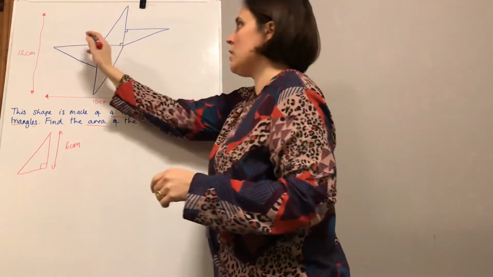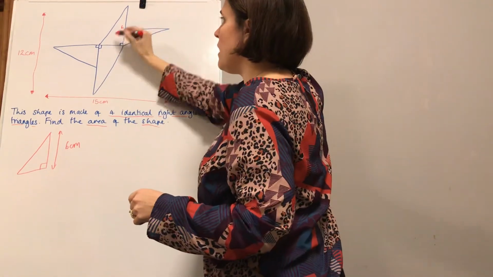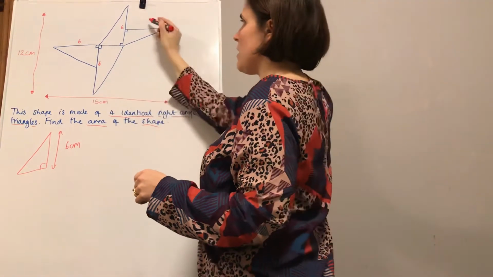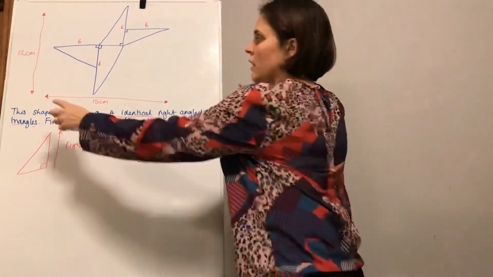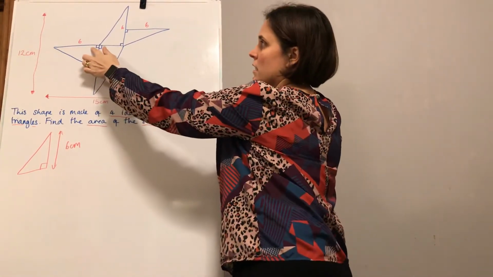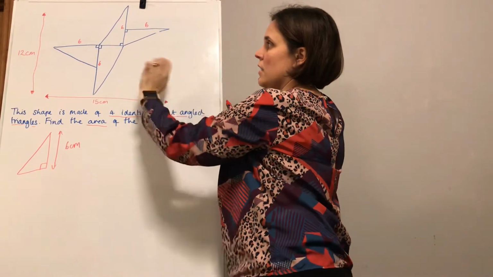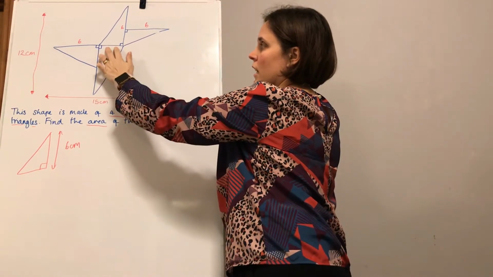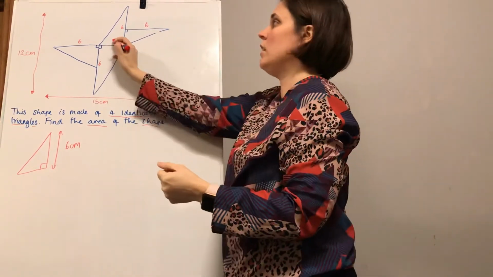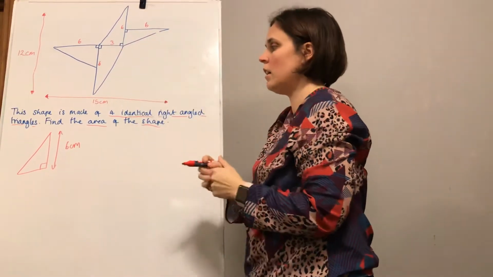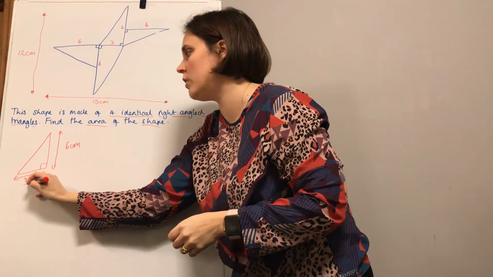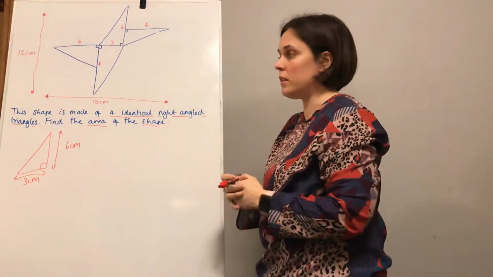Now we know that length is 6, we also know that is 6, and we know that is 6. Now going all the way across here is 15, we know that distance is 6, and this distance is 6, that just leaves this distance here. That together is 12, and therefore what's left is 3, okay? So that means that the base, if you like, of the triangle is 3 centimetres.